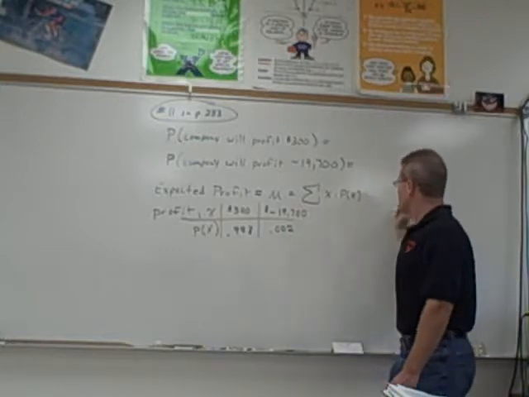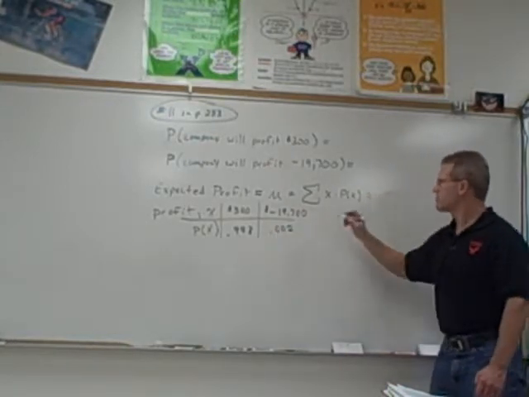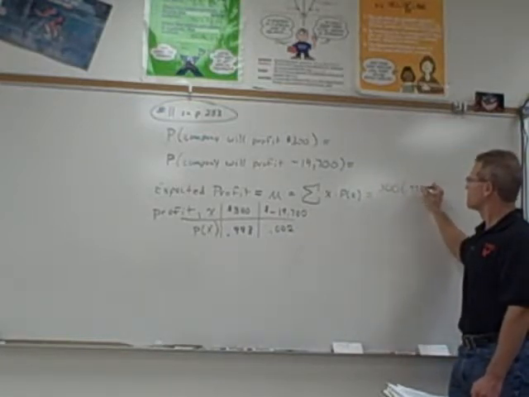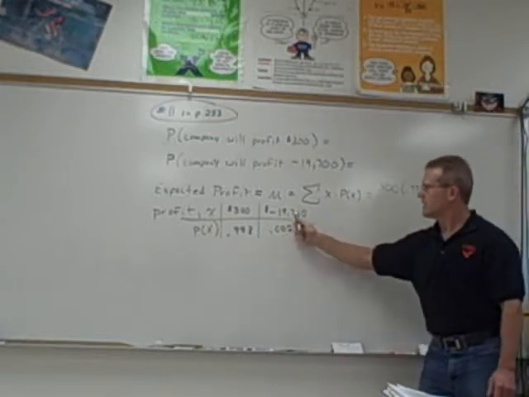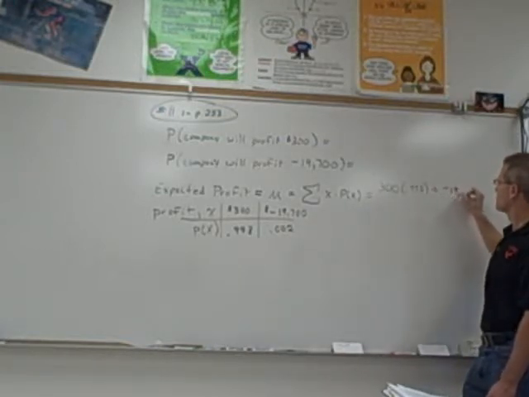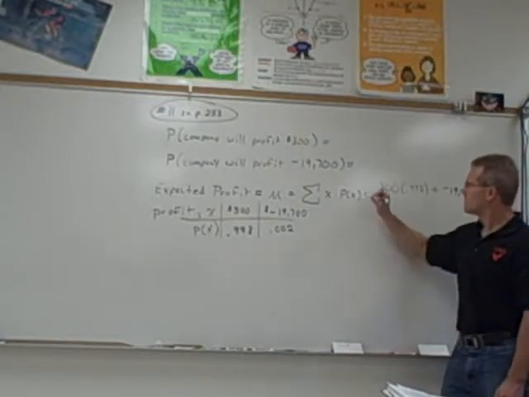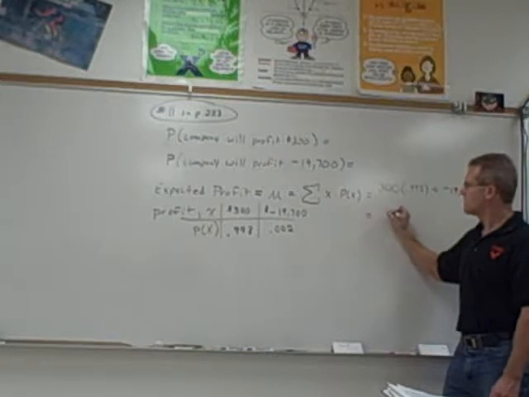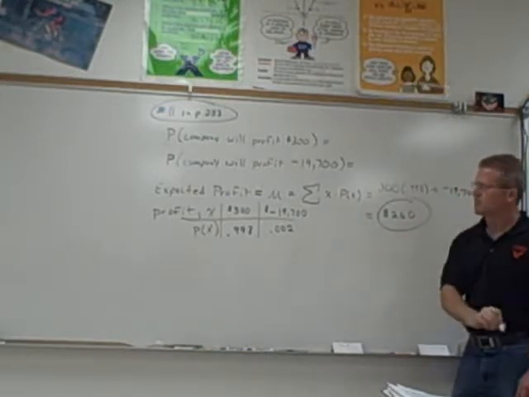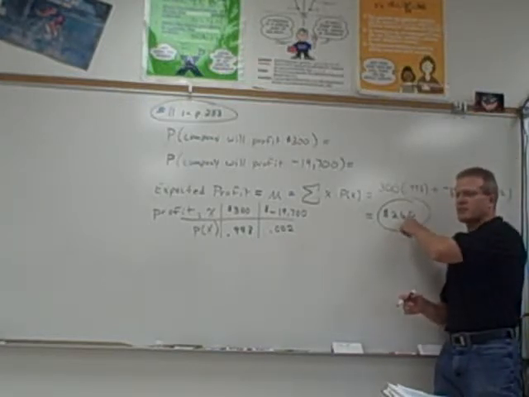Now we just use our formula, and we just take 300 times 0.998 plus negative 19,700 times 0.002, and that should come out to, I think, $260. So the company, on average, is going to make $260 off every policy they sell.